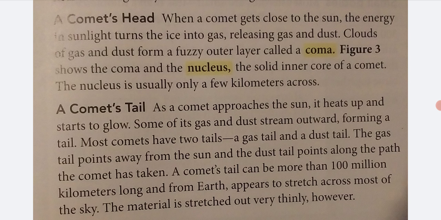A comet's tail. As a comet approaches the Sun, it heats up and starts to glow. Some of its gas and dust stream outward, forming a tail. Most comets have 2 tails, a gas tail and a dust tail. The gas tail points away from the Sun, and the dust tail points toward the path the comet has taken. A comet's tail can be more than 100 million kilometers long, and from Earth appears to stretch across most of the sky. The material is stretched out very thinly, however.